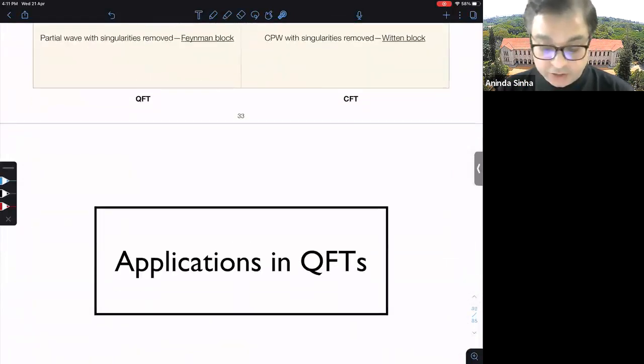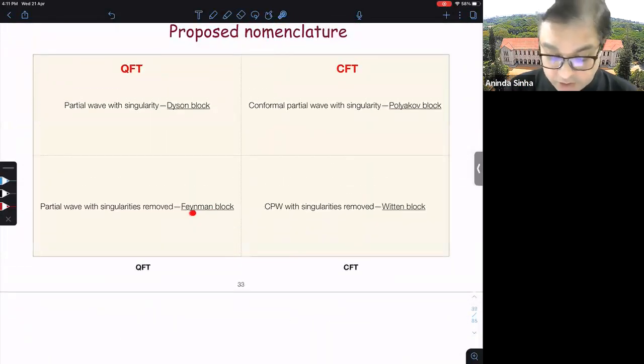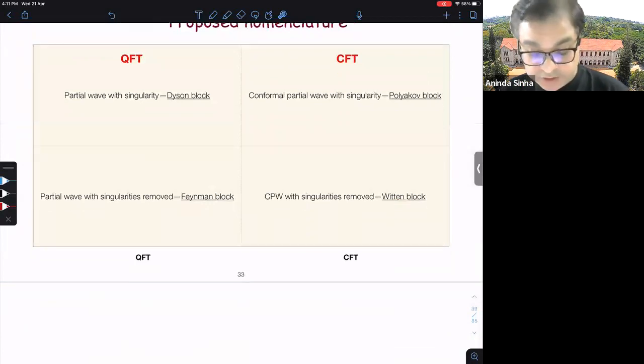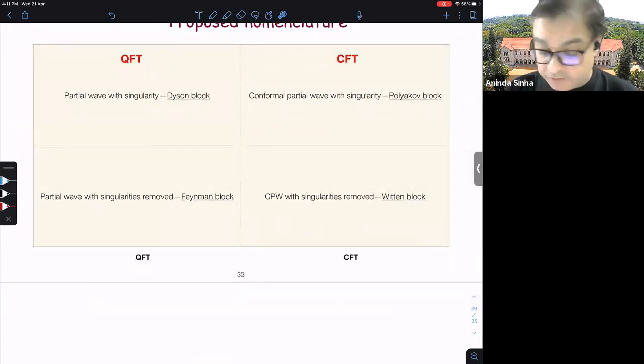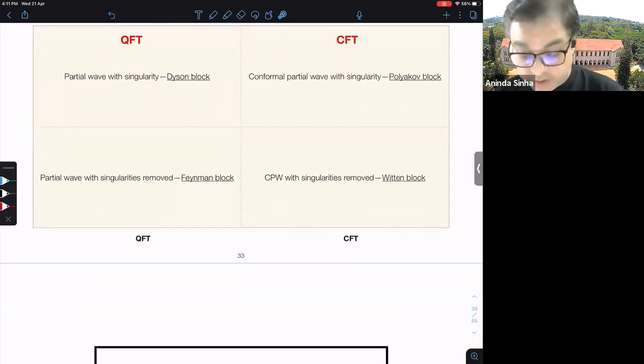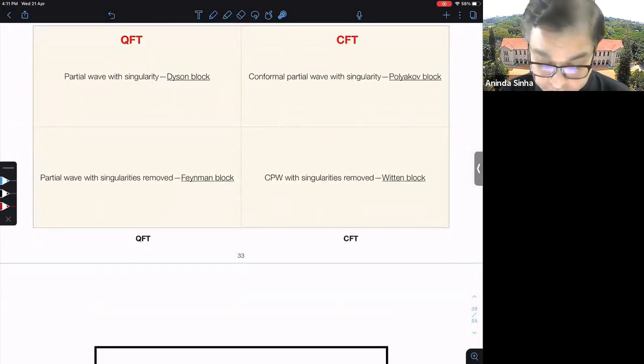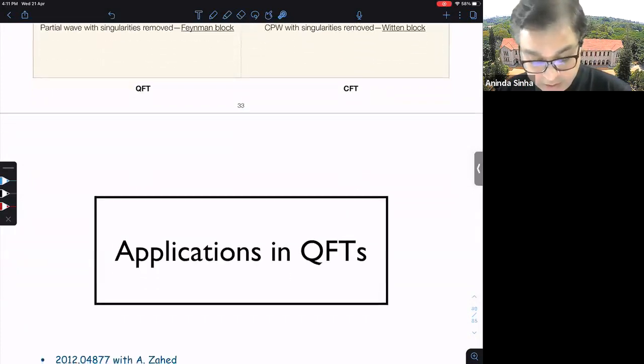So this is a proposed nomenclature. The Feynman block in quantum field theory, the analog of that should be the Witten block expansion in the CFT, and the Dyson block, I believe, should be called the Polyakov block, which is Regge bounded, but is manifestly crossing symmetric.